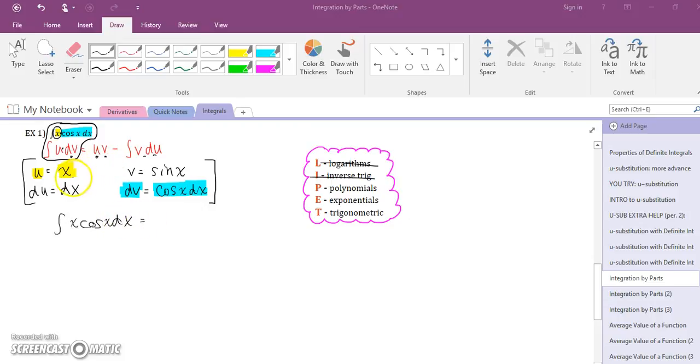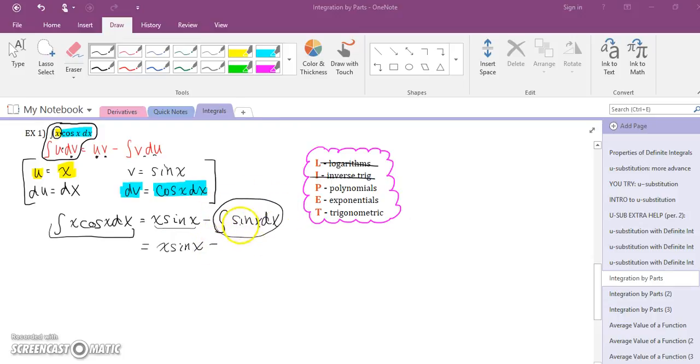So I need u times v, so x times sine x, minus the integral of v du, sine x dx. Now this is the magic of integration by parts. I started with the ugly integral. I don't know how to do that. I rewrote it as just two functions multiplied together. You don't have to do anything with this. It just stays how it is. Minus a way simpler integral.